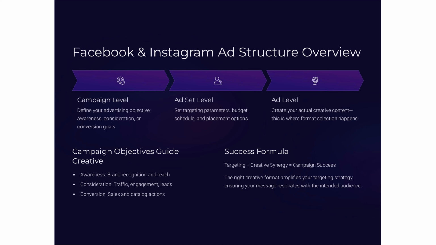Understanding the Facebook and Instagram ad structure is crucial. At the campaign level, define objectives like awareness, consideration, or conversion. The ad set level involves setting targeting, budget, and placement. Finally, at the ad level, create the content. Aligning targeting with creative format ensures your message resonates effectively, driving campaign success.